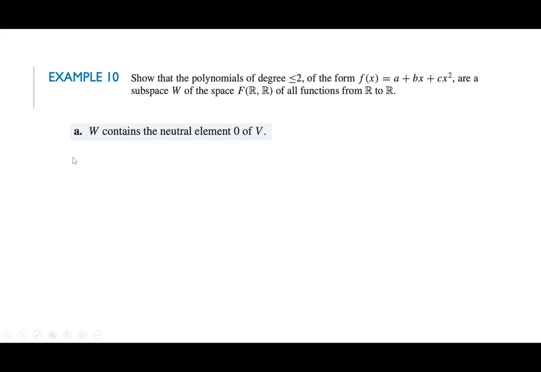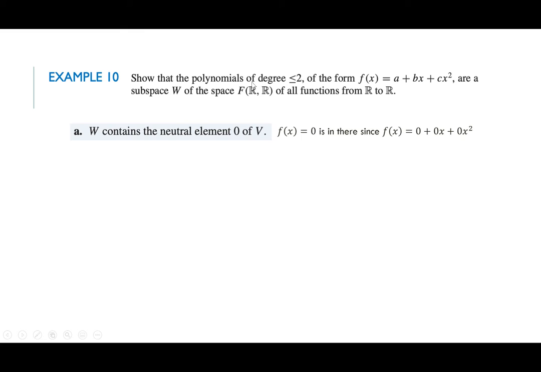So first, we've got to check, does this space contain the neutral element 0? Your book says, yeah, sure. f of x equals 0. It's in there since f of x can be written as 0 plus 0x plus 0x squared. Some of you might be thinking, wait a second.